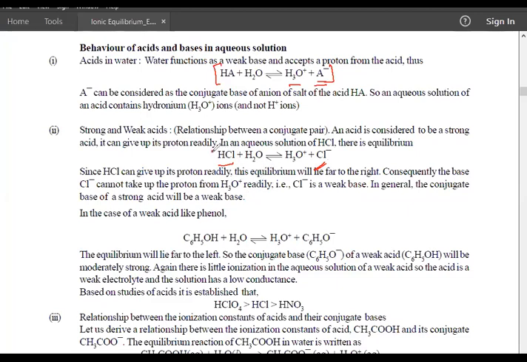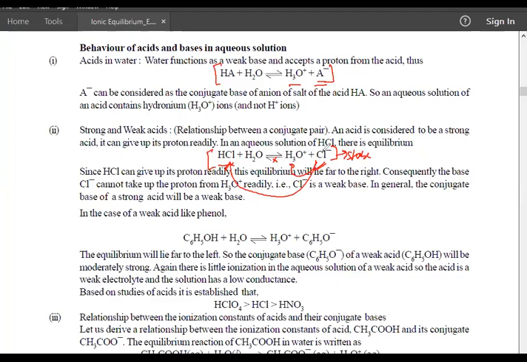Now in this case, I can say that HCl is a strong acid. After giving H plus, it will form H3O plus and Cl minus. Since Cl minus is stable, it will not have a high tendency to accept H plus and form HCl again. So I can say that this reversible reaction is very unlikely, right?